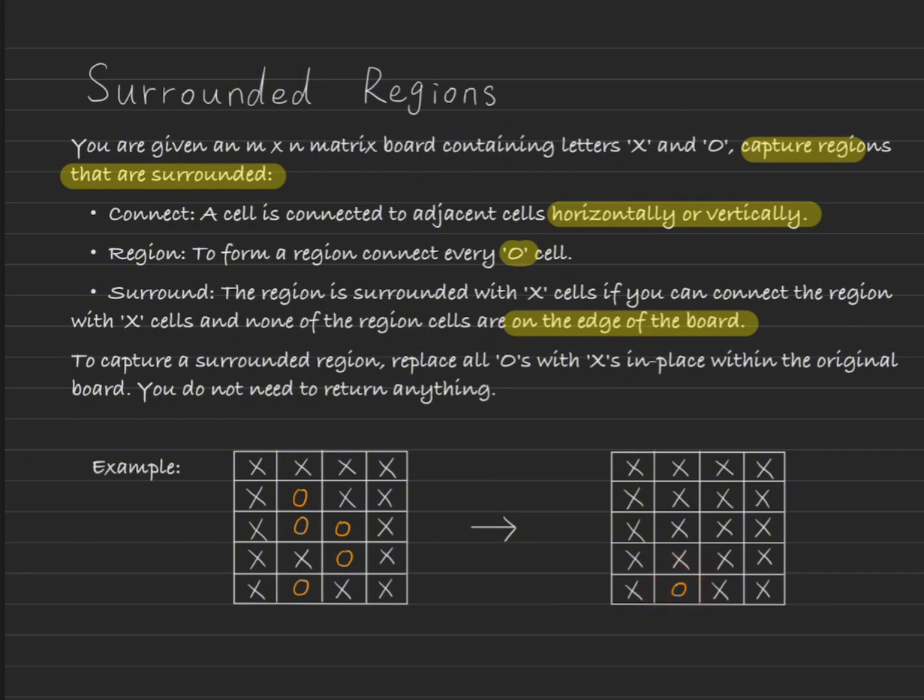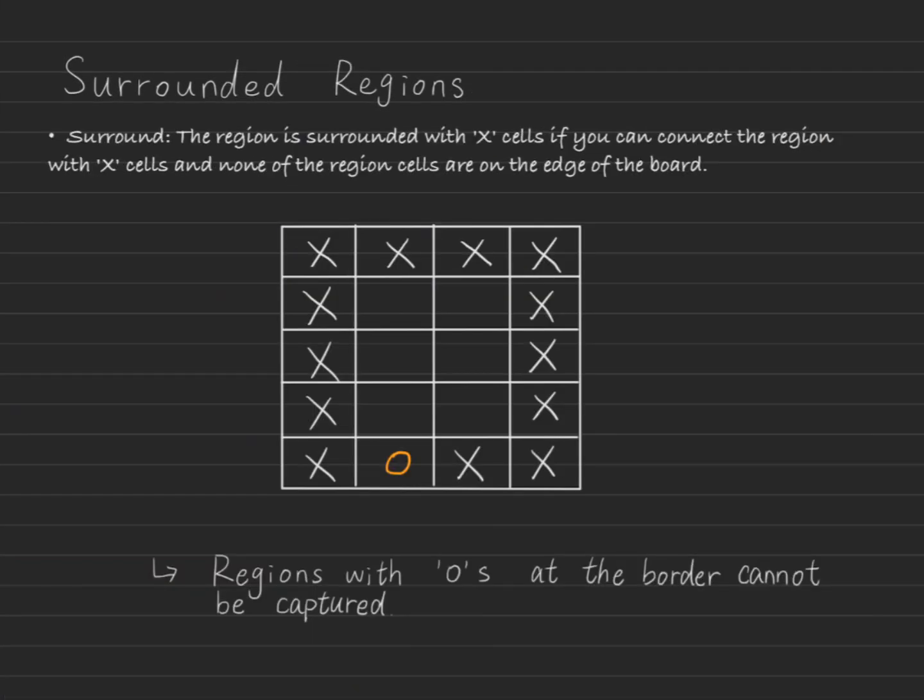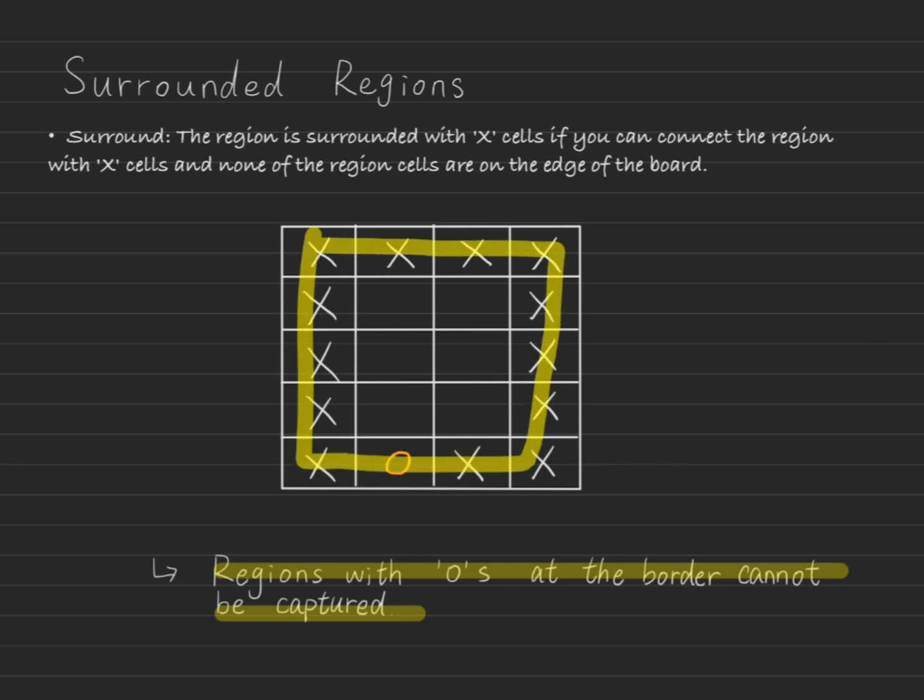Pause here if you'd like to think independently for a moment. The key here is that we can replace all regions except the ones that touch the border of the board. In other words, regions with O's at the border cannot be captured. Therefore, we just need to focus on the border of the board and find all the regions that touch the border. We know that those regions cannot be replaced, and all the other O's can be changed to X's.